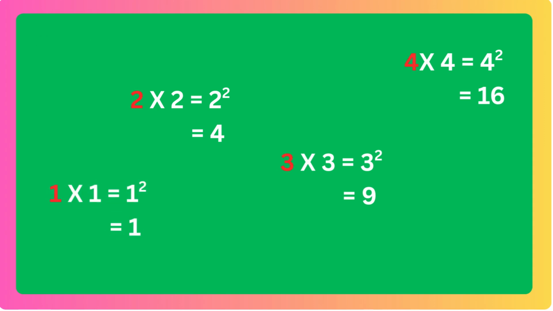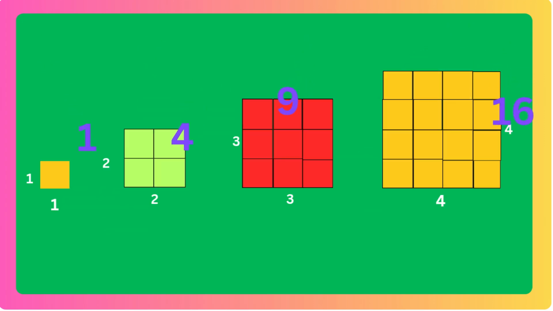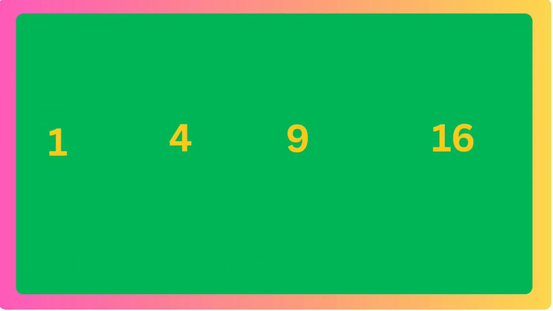Here we got some different numbers when we take sides 1, 2, 3, 4. When we take 1 unit, 2 unit, 3 unit and 4 unit sides, the resultant areas are different numbers: 1 for 1 unit, 4 for 2 unit side, 9 for 3 unit side, 16 for 4 unit side. The sides are 1, 2, 3, 4, whereas the answers are 1, 4, 9, 16. Between 1 and 4, between 4 and 9, between 9 and 16, we didn't get any number. When we multiply a number by itself, we are forming different numbers.